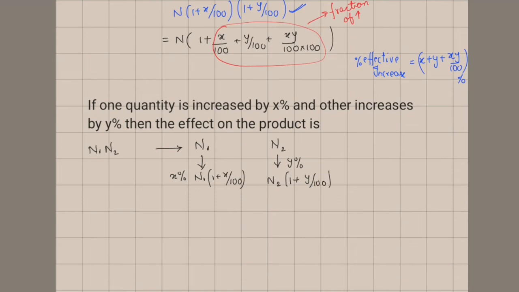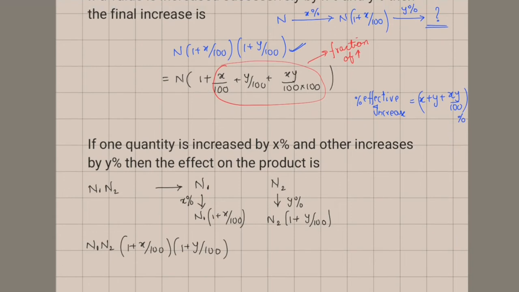Now what is the final product? The final product is n1 into n2 into 1 plus x by 100 into 1 plus y by 100. So if you observe, in both cases we got the product of two increased percentages, which is 1 plus x by 100 into 1 plus y by 100. ఇప్పుడు మనం చూసుకుంటే ఈ రెండు కేసుల్లో మనకి సేమ్ వచ్చింది ఫైనల్ వాల్యూ. ఏంటంటే టూ ఇంక్రీజ్డ్ పర్సంటేజెస్ని మల్టిప్లై చేస్తాం, 1 plus x by 100 into 1 plus y by 100. సేమ్ ఇన్ దిస్ కేస్ ఆల్సో we got 1 plus x by 100 into 1 plus y by 100.